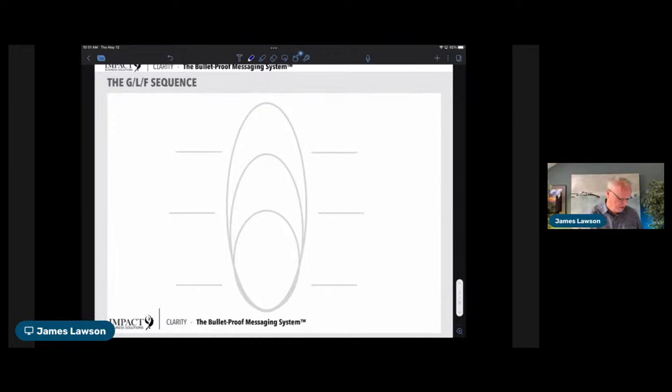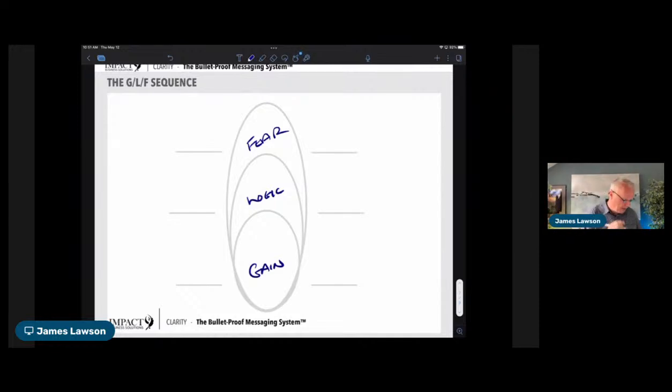Here's how it all works. You want to create the GLF sequence, and GLF is simply this: gain, logic, and fear. All of our messaging has, what do you have to gain? It has logic tied to it, but also here's what can happen if you don't do the right thing. So that's gain, logic, fear.